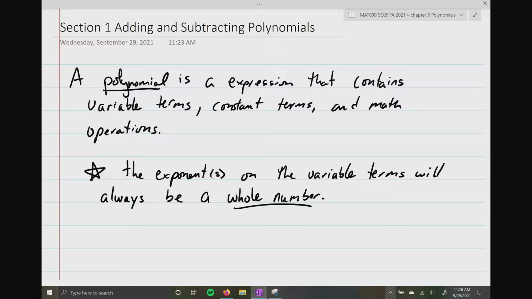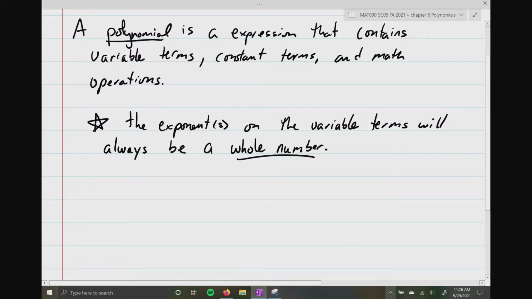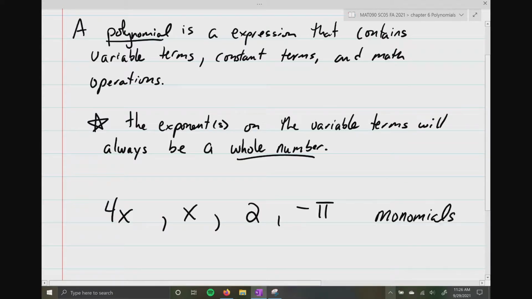Okay? Now, we can break polynomials down into like groups. And there's basically 3 or 4 groups. Okay? So let me show you. 4x, or just the variable x, or the number 2, even negative pi, which is a very special number. These are all called monomials. And they're mono, meaning one term, okay? Kind of like, you know, if you're listening to music in stereo, there's 2 speakers. Mono, there's only 1 speaker, all right?